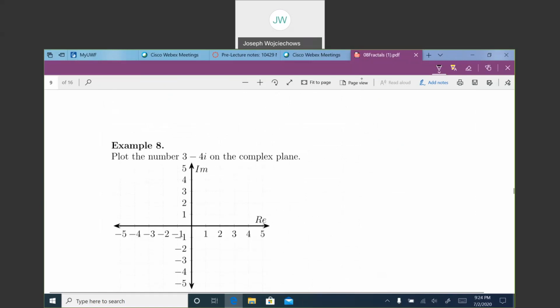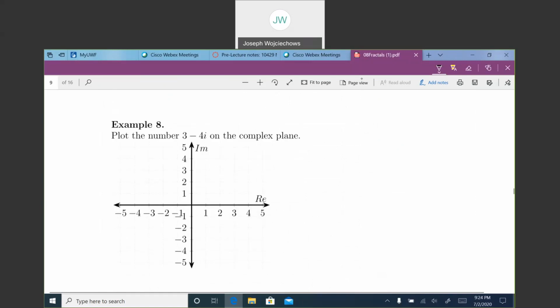So let's plot the number 3 minus 4i. So we have 3 on the real axis, and we have -4 on the imaginary axis. And where they intersect, that is our point, 3 minus 4i.